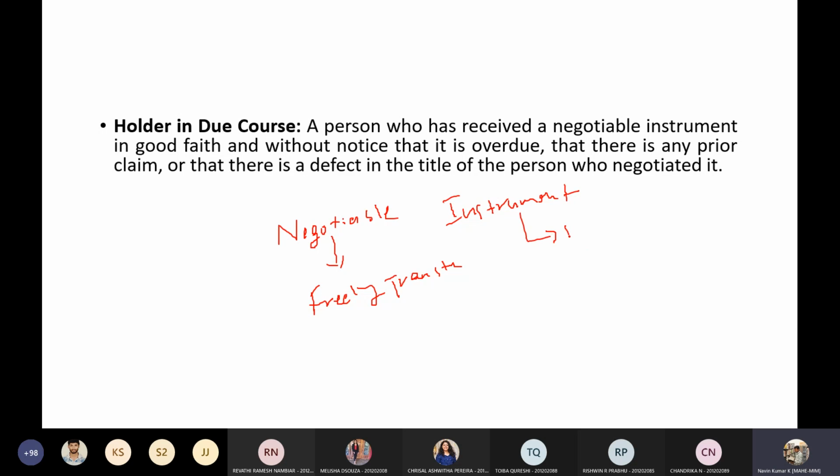Freely transferable. Instrument means, so three types of instruments or documents. What are those? The promissory note, bills of exchange, and a check. All these instruments can be freely transferable. This is the beauty of the negotiable instrument.